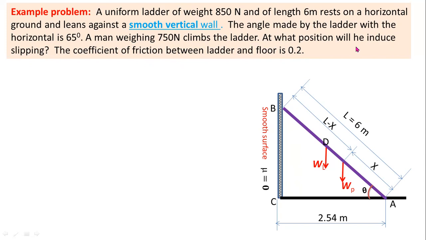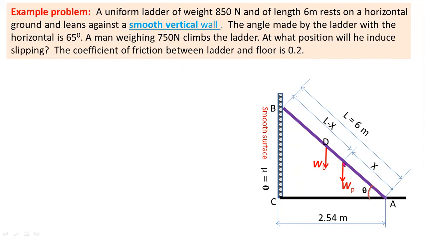At what position will he induce slipping? That means the position of a person. Here WP is the self weight of a person. X is the distance from the bottom of the ladder. So you have to determine this X value from the bottom of the ladder, or from the top of the ladder. L minus X is the distance of a person.